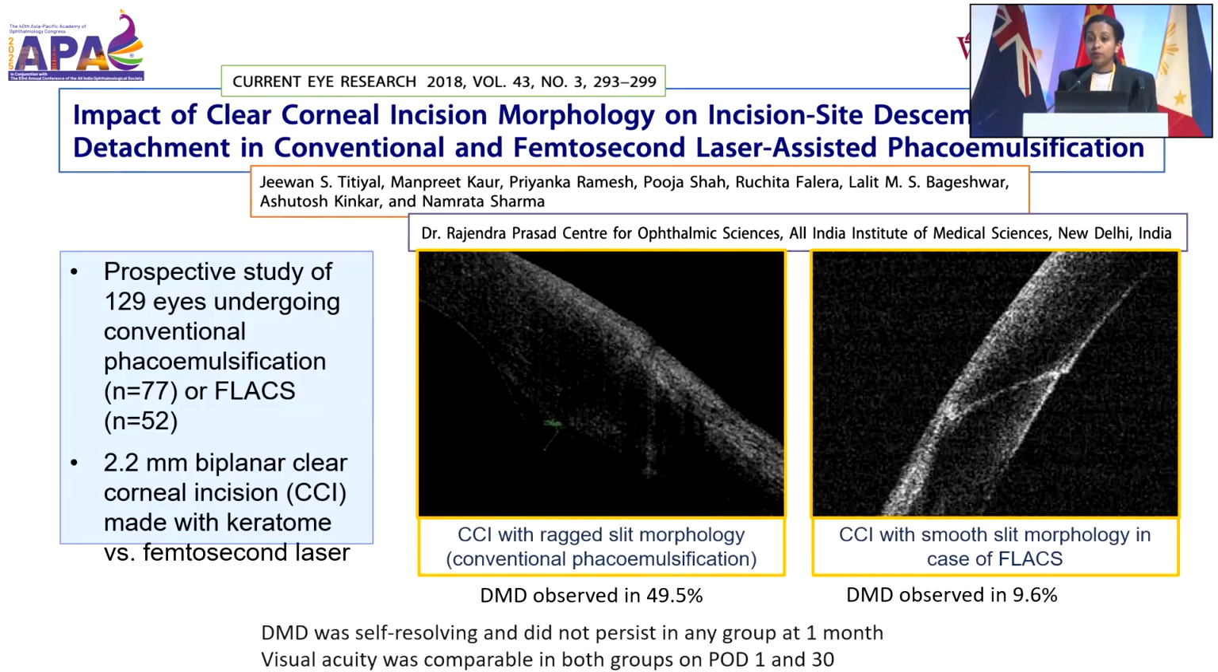And then for those who do femtosecond laser-assisted cataract surgery, you can see here the anterior segment OCT of the wound, and the configuration is more smooth. In this study, they found that the DM strips were less with the femtosecond laser. It was observed in 10% of cases when the wound was made with the femtosecond laser versus nearly 50% of the conventional phacoemulsification. But importantly, again, the DM strip was self-resolving and did not persist at 1 month in any group, and the visual acuity was the same in both.